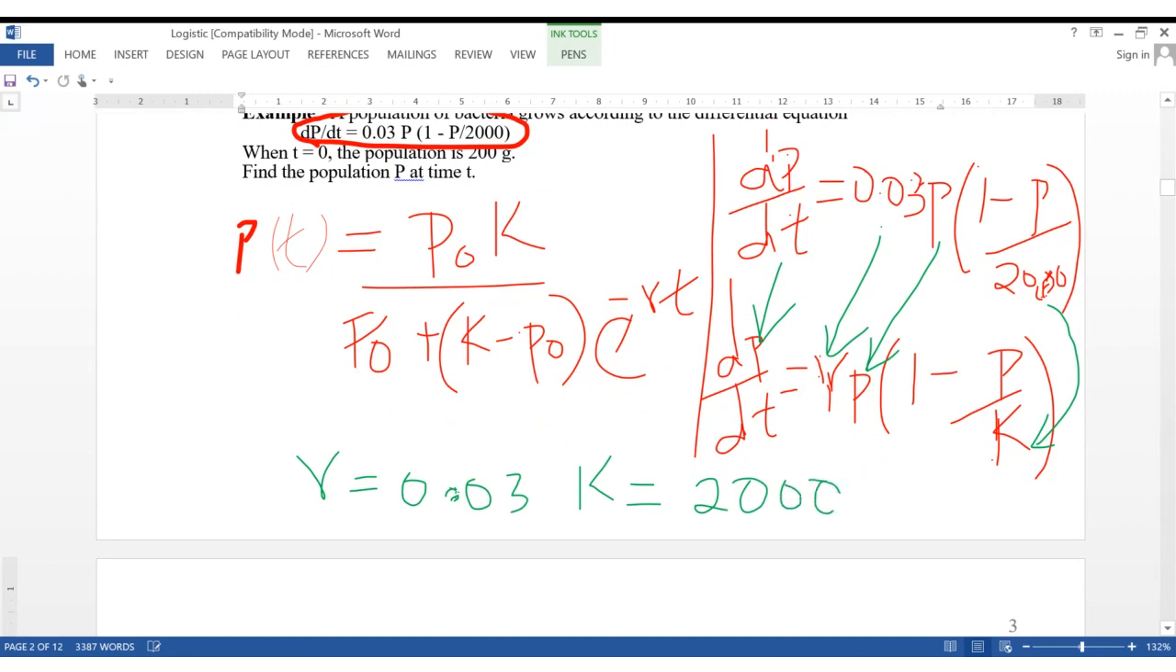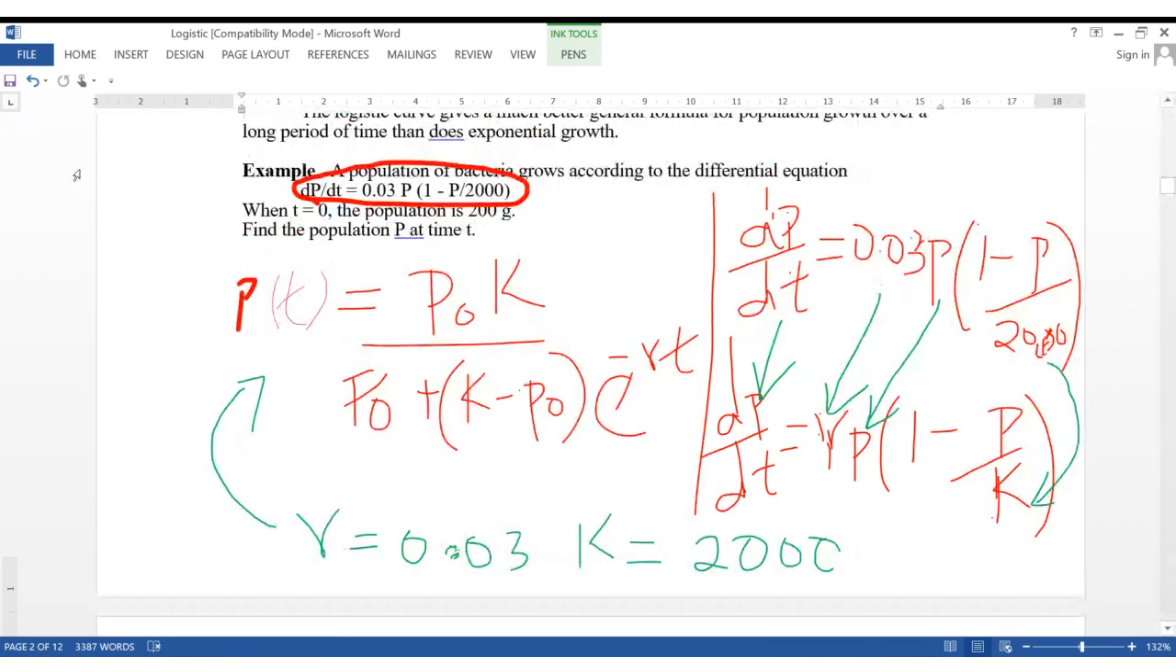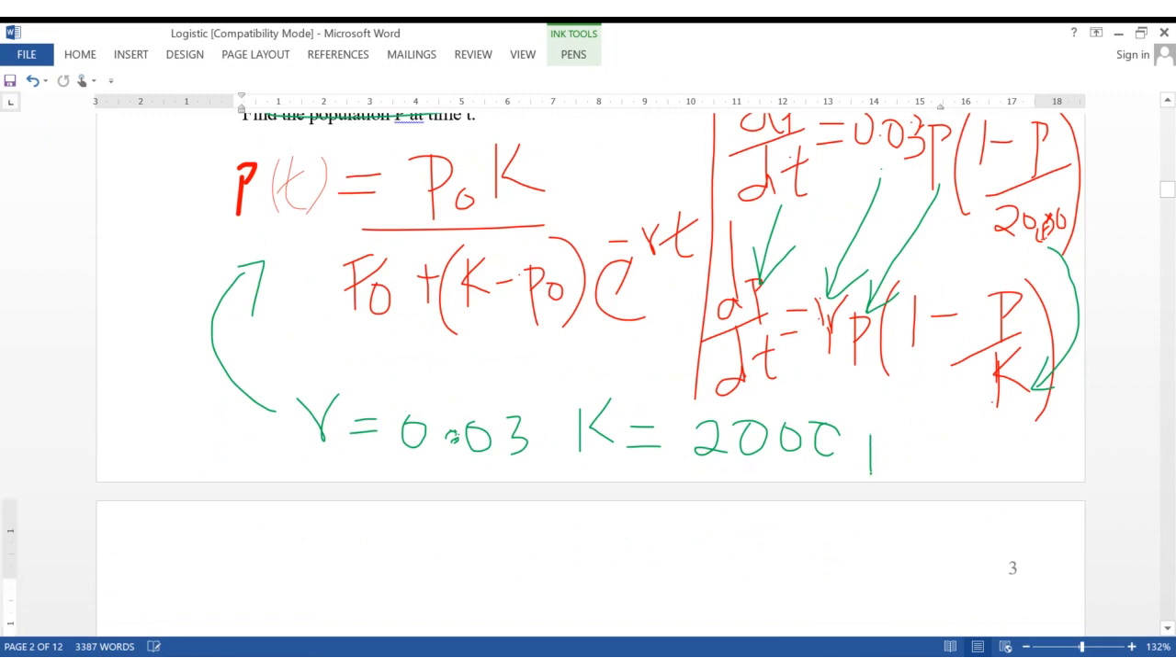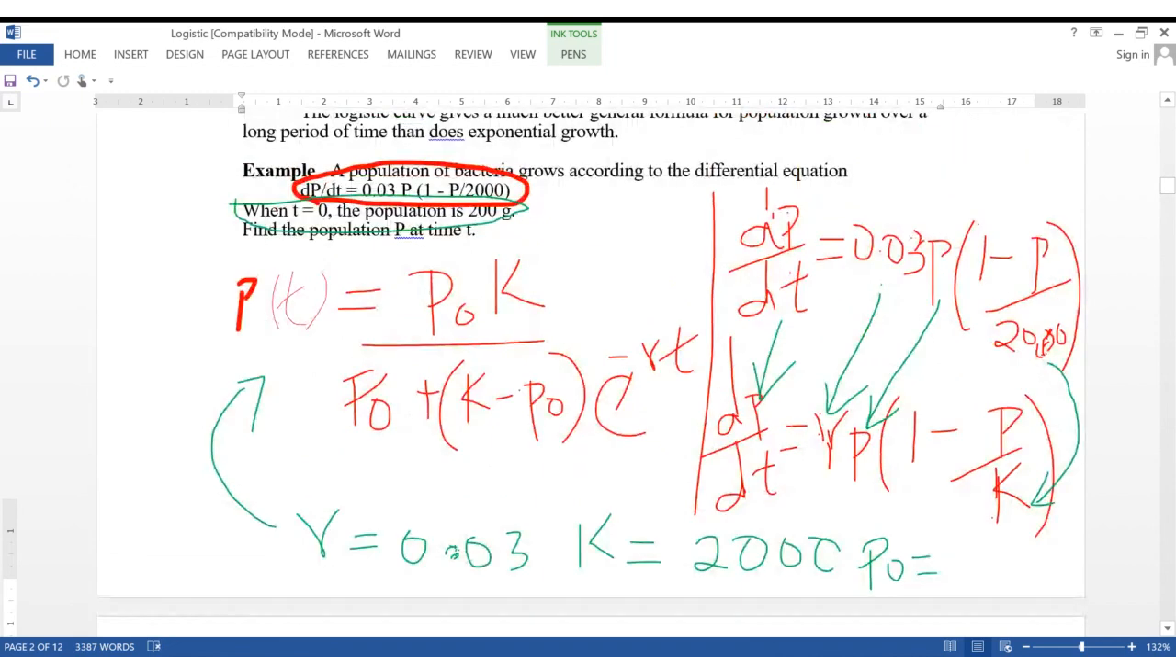So now all these values, we shall input into this equation, and we are done with the solution. But again, from the question, there's something that we have been told. When t is equal to 0, the population is 200 grams. Let me circle it in green, that one there. So we have been given the value of P naught. From the question, our P naught is 200 grams. So our main task now, we have been told to find the population P at any time. So we input all the values at P(t), and we are done.